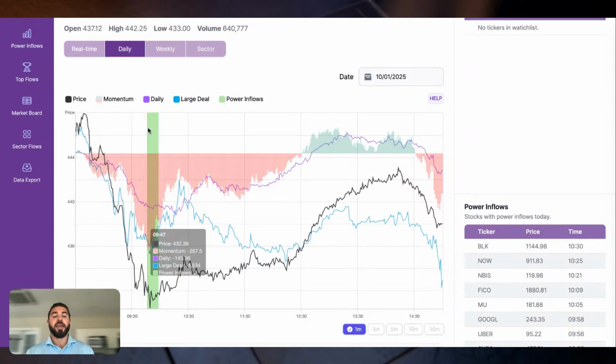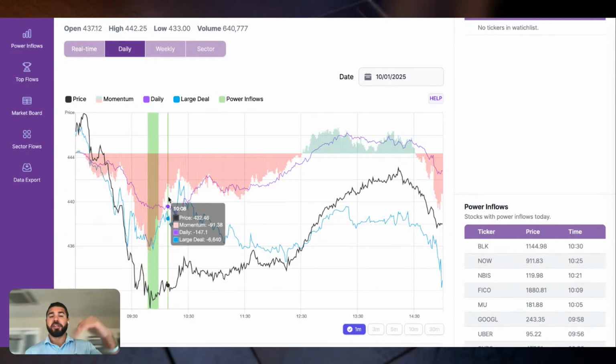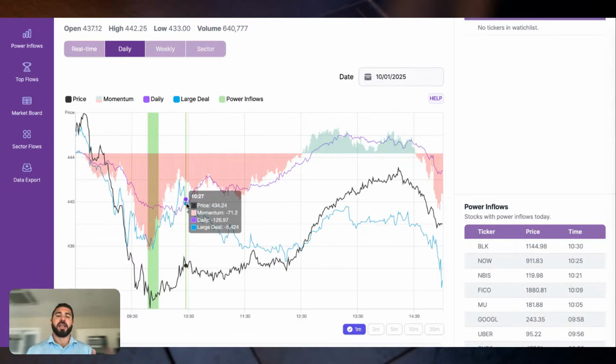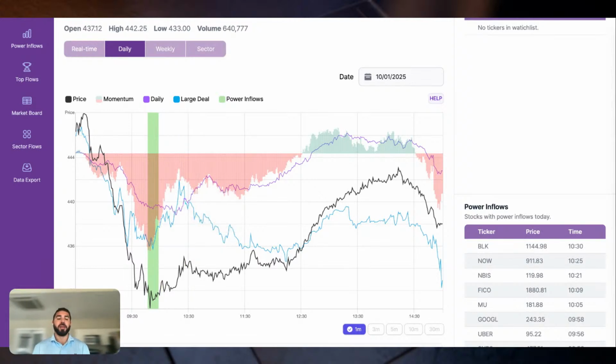But then you see at around 11 a.m., that power inflow signal came in. And you'll notice when that power inflow signal came in, the light blue line, the institutional side, ticked up a little bit. It was on a pretty steep downward trend, but when that power inflow signal came in, it had just started to reverse up a little bit.